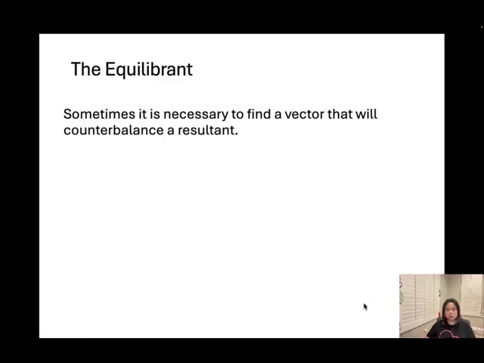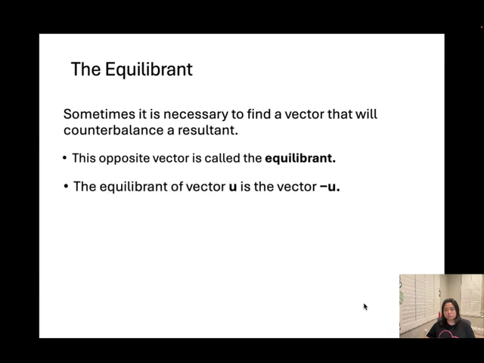The equivalent. Sometimes it is necessary to find a vector that will counterbalance a resultant. And the opposite vector is called the equivalent. The equivalent of vector u is the vector negative u. Okay, opposite direction, but they have the same magnitude.